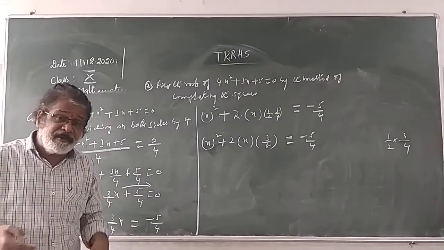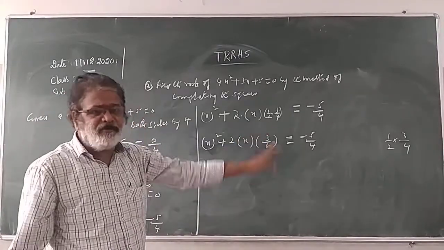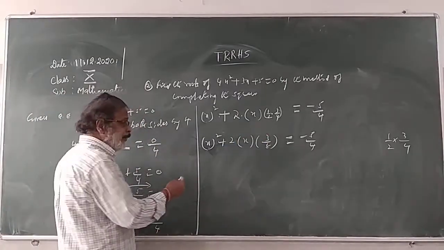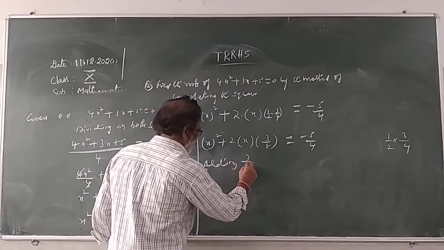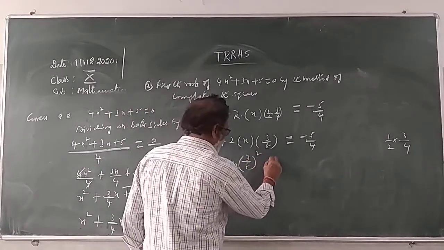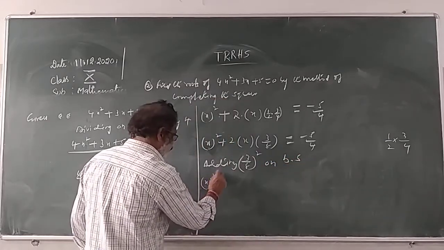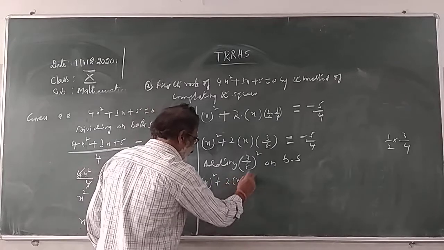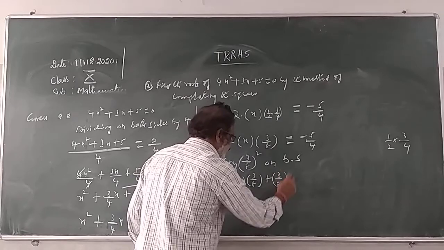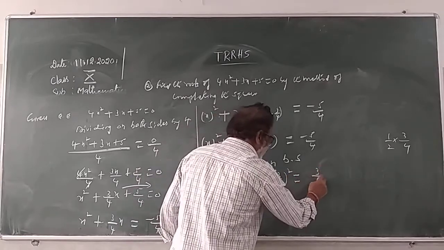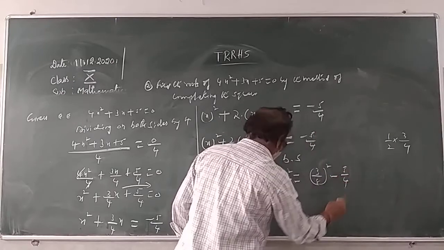When does it become a perfect square? When plus b square is there. Plus b square means 3 by 8 whole square. So we have to add 3 by 8 square on both sides. On the left side we add b square, b meaning 3 by 8 square. On the right side we also add 3 by 8 square, same as the minus 5 by 4 that is already there.